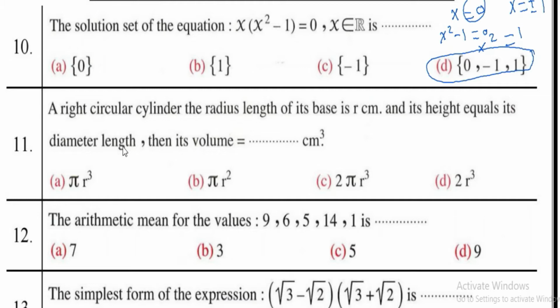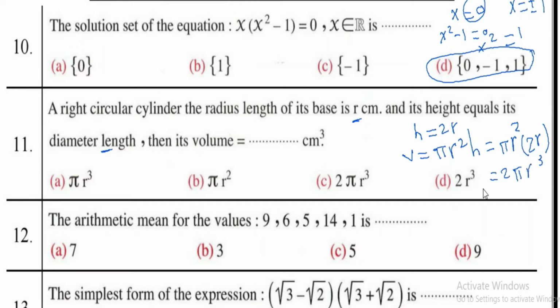A right circular cylinder, its radius is r and its height equals diameter. It means h equals 2r. The volume of the cylinder is π r square h، يبقى π r square زي ما هي، بدل الـ h هنحط 2r. الهايت قد الديامتر. 2r times r square, يبقى 2 π r times r square, r power 3. يبقى الانسر 2 π r power 3.